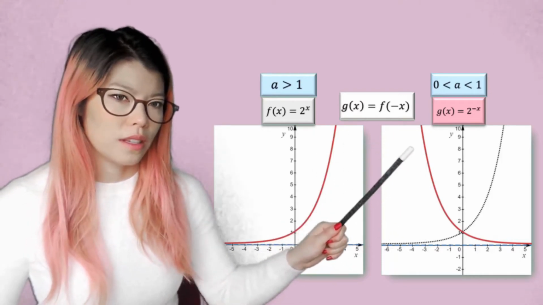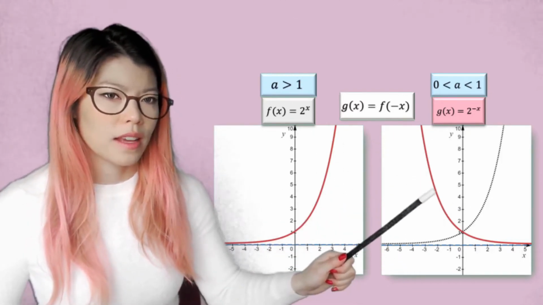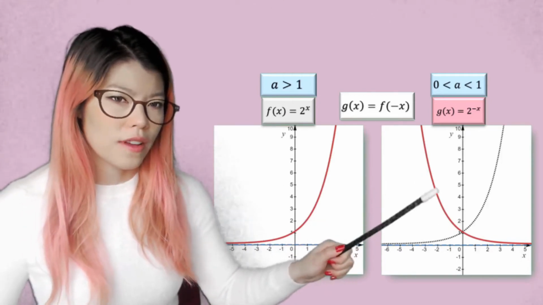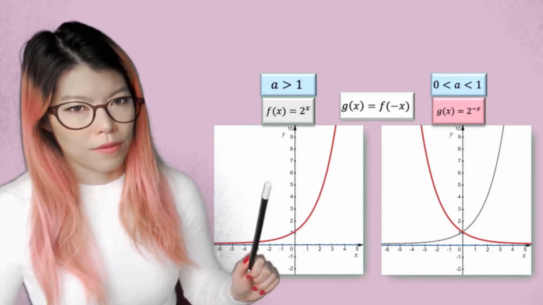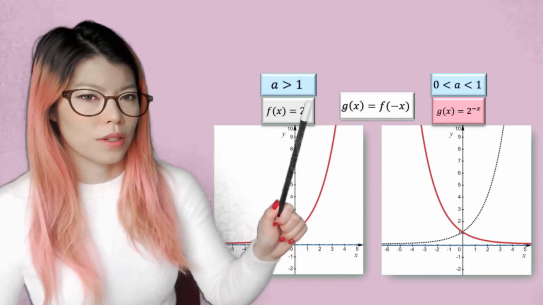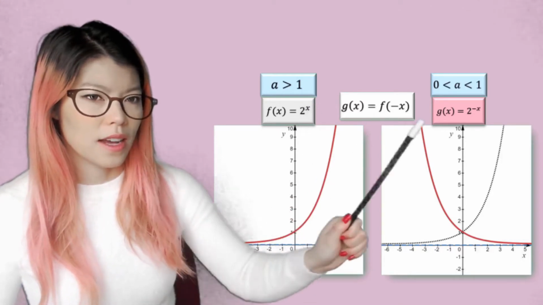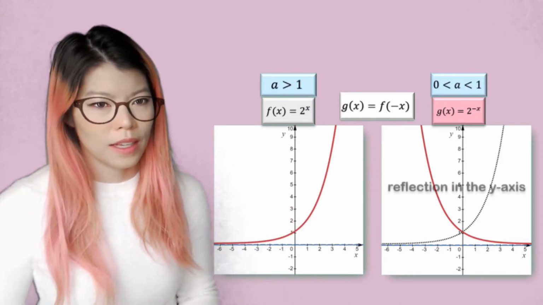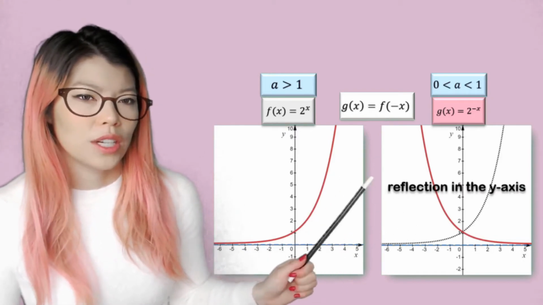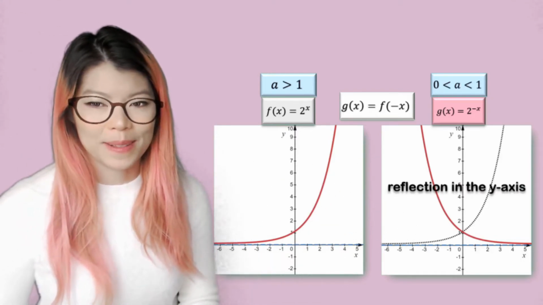Or in other words, if we call this g of x and this f of x, then g of x is the same as f of negative x. Because if we put negative x in here, we get the same equation. So that is definitely a reflection in the y-axis of 2 to the x.